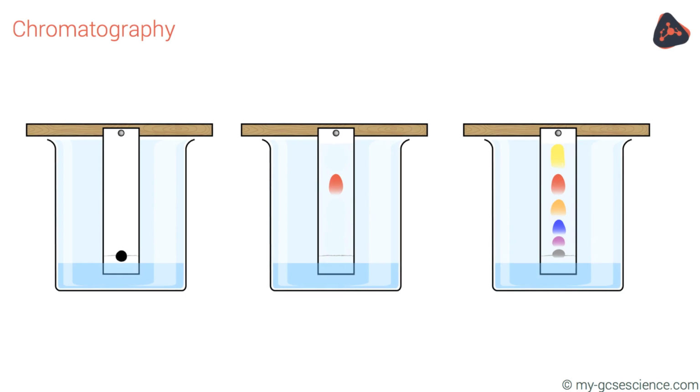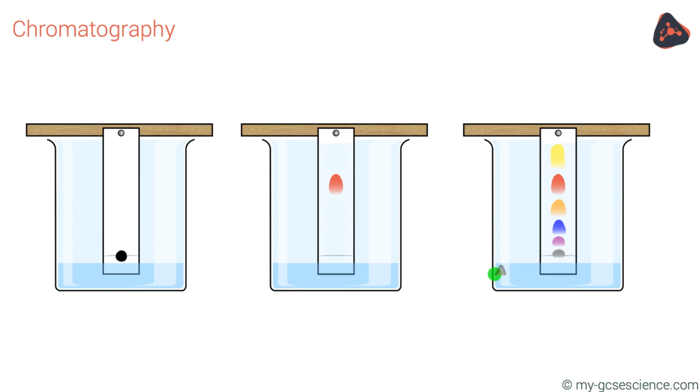Chromatography is a method for separating mixtures. It's particularly good at separating several dissolved substances from each other. So for instance, in this example we've got a blob of ink. We place it on a pencil line that goes just above where the solvent starts, and as the solvent rises up the paper, the different substances dissolved in the ink will separate out.